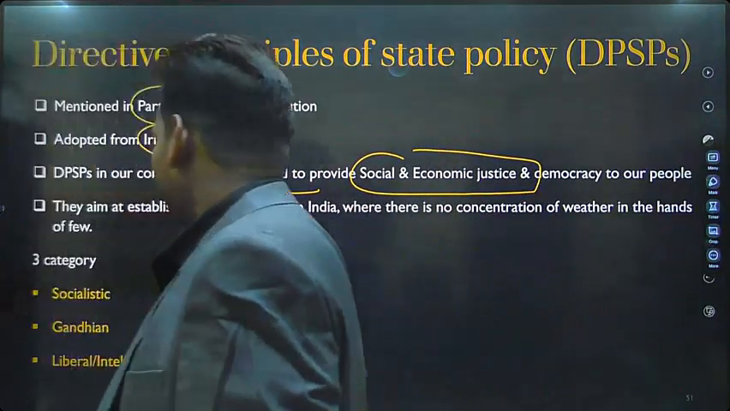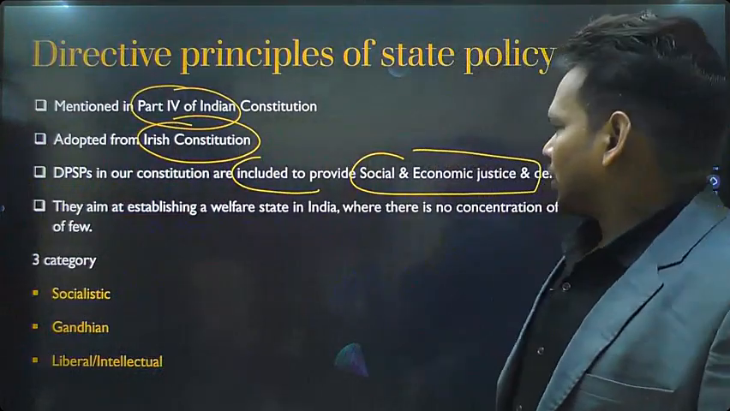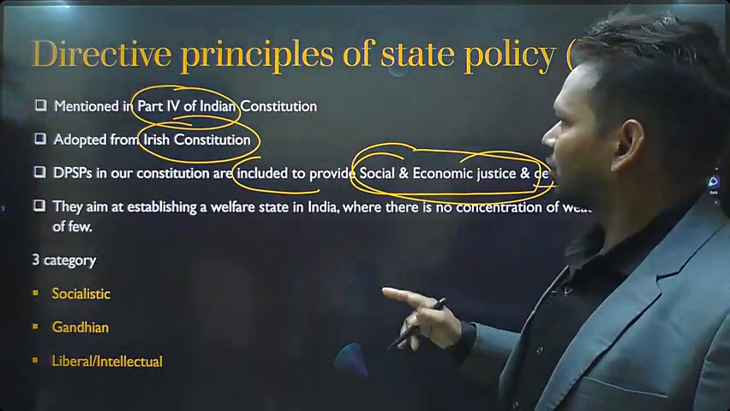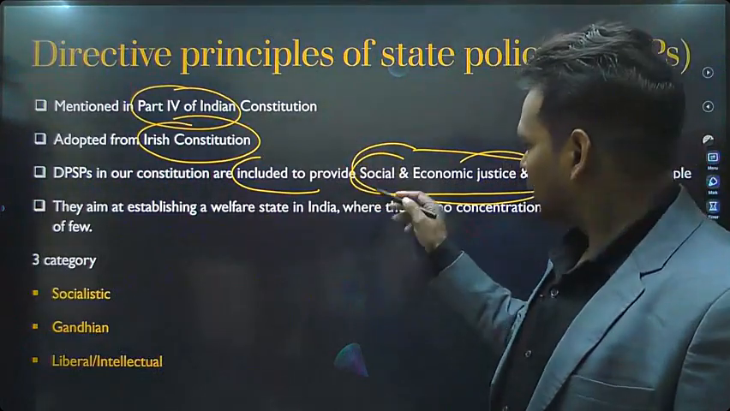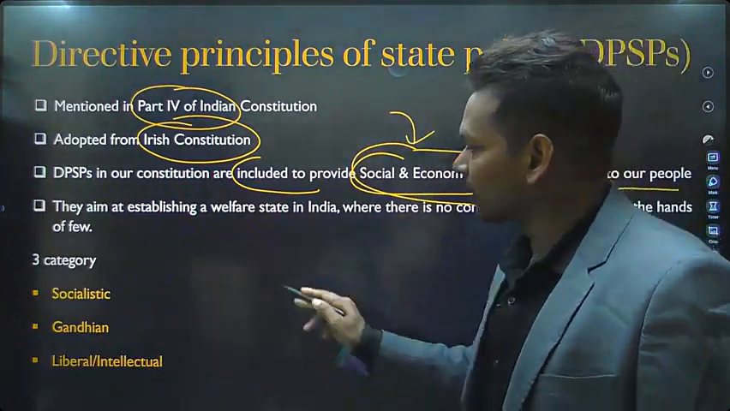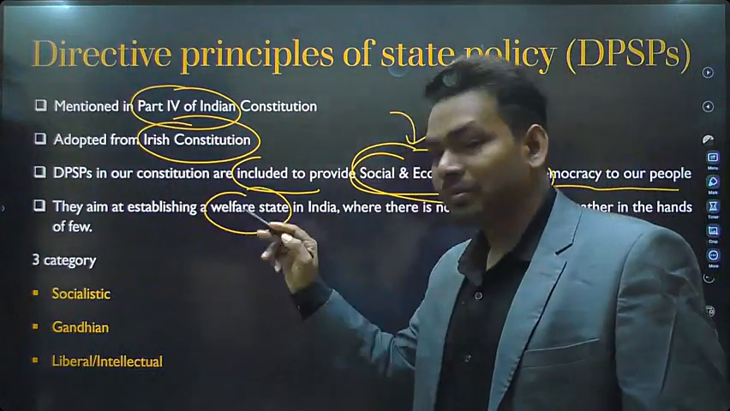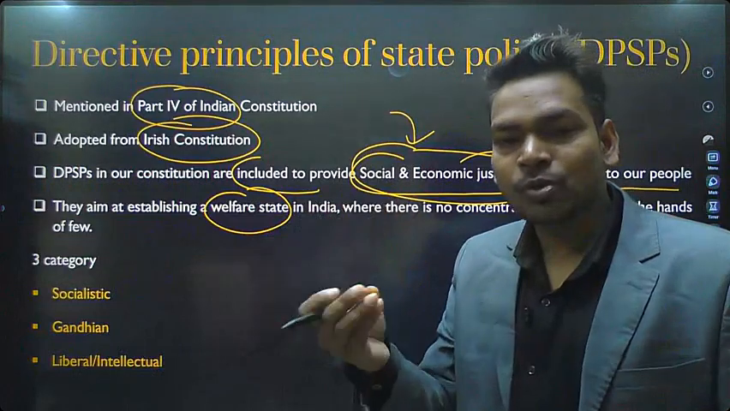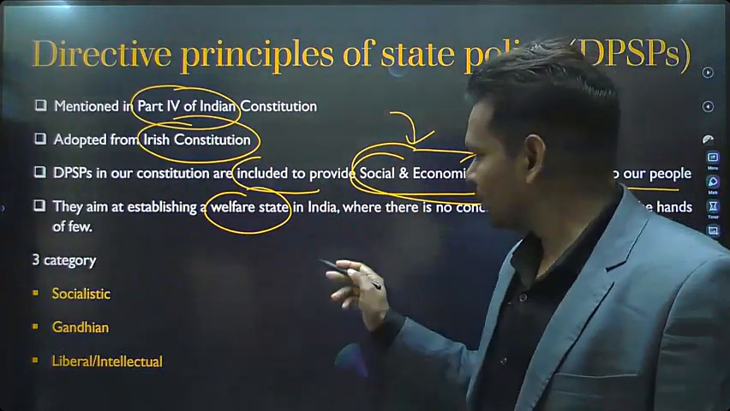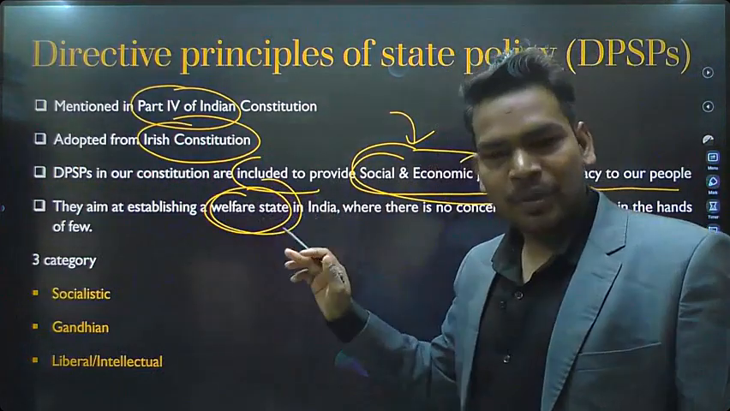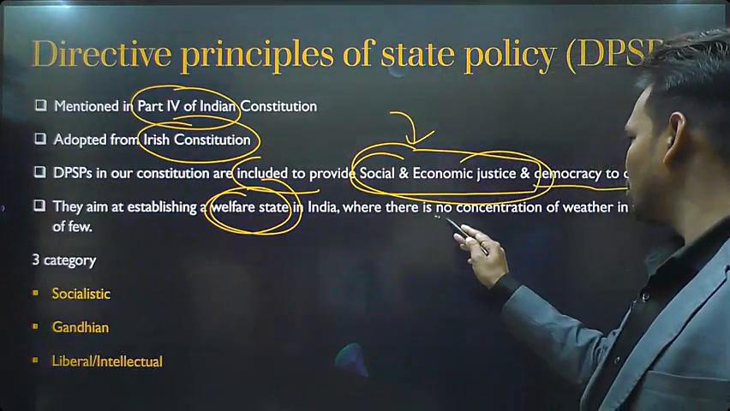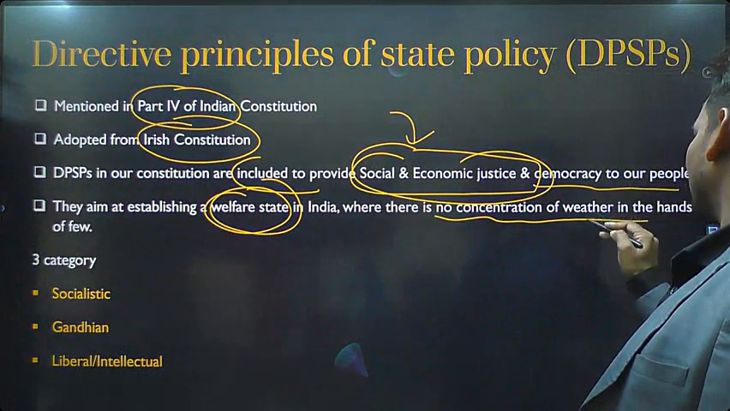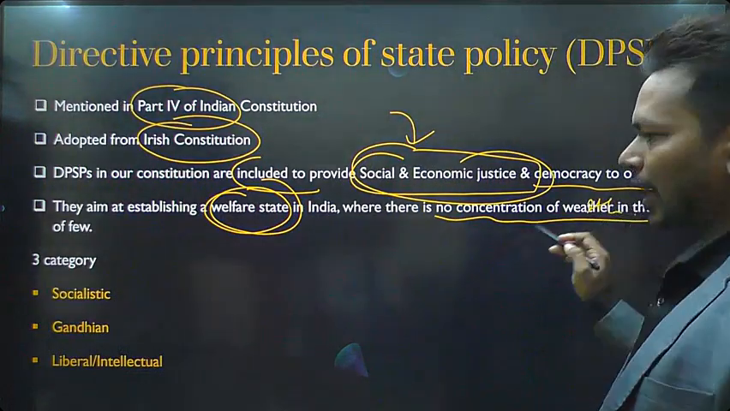Yes. So, social and economic justice and democracy to our people. What is the main role of DPSP? Social and economic justice. They aim at establishing a welfare state. It means they expect the state to launch policies that are in the welfare of the people, and a welfare state of India where there is no concentration of wealth in the hands of a few.